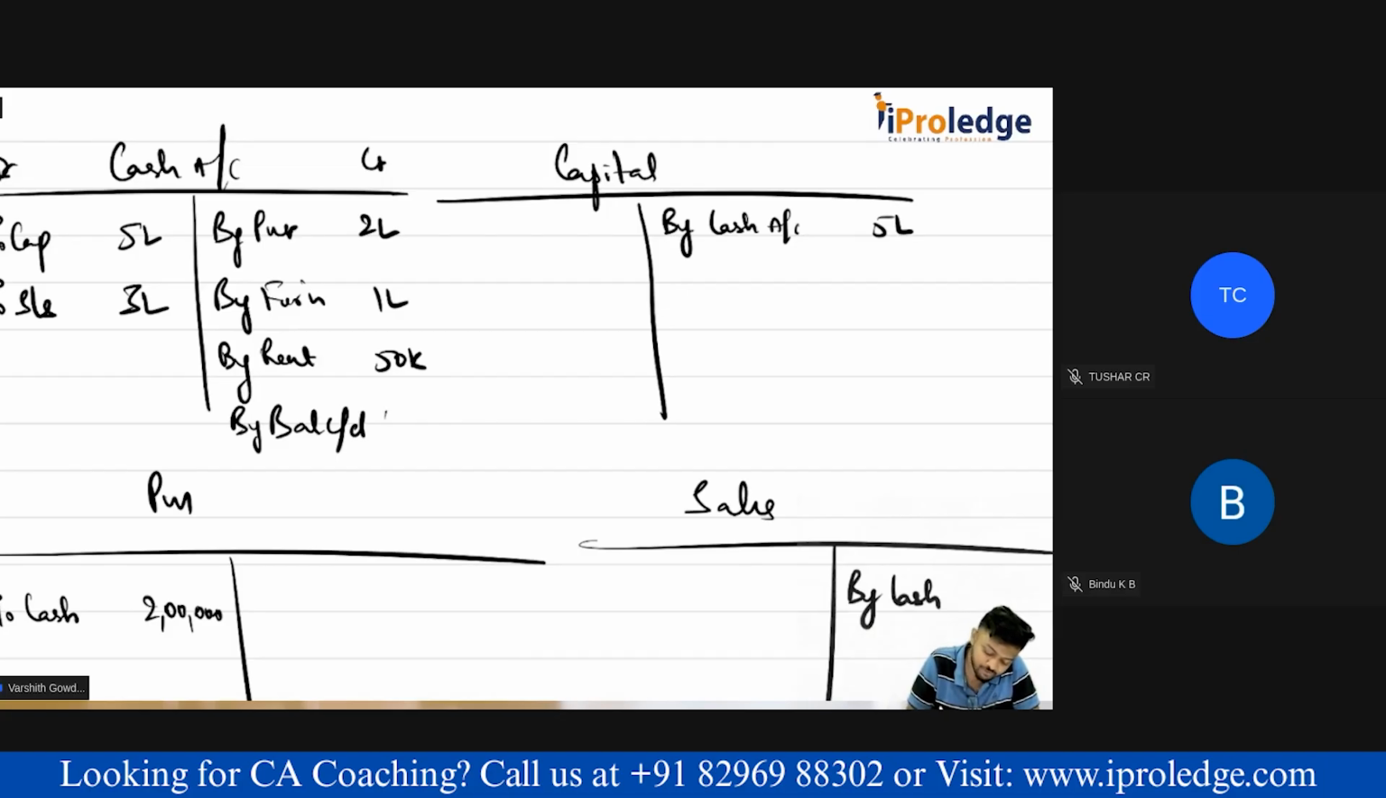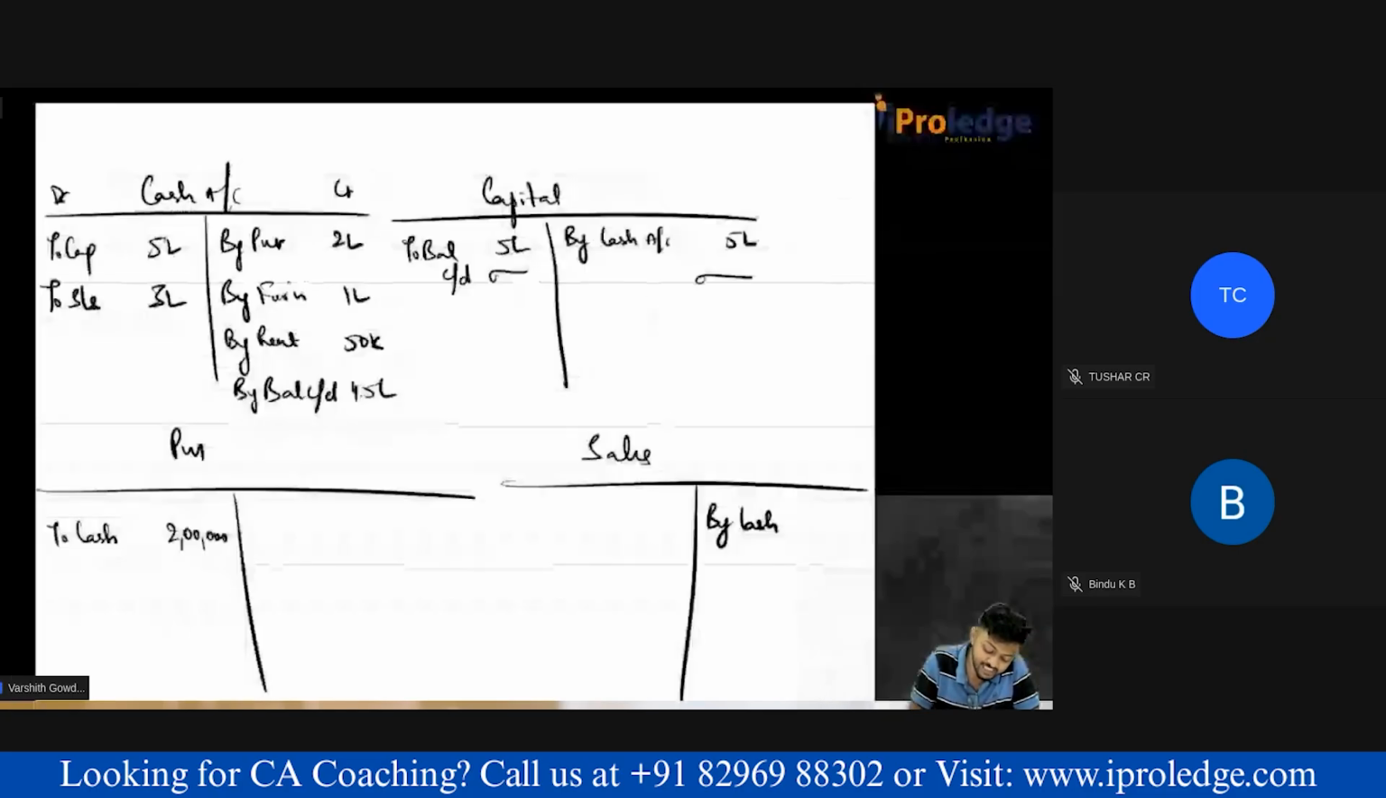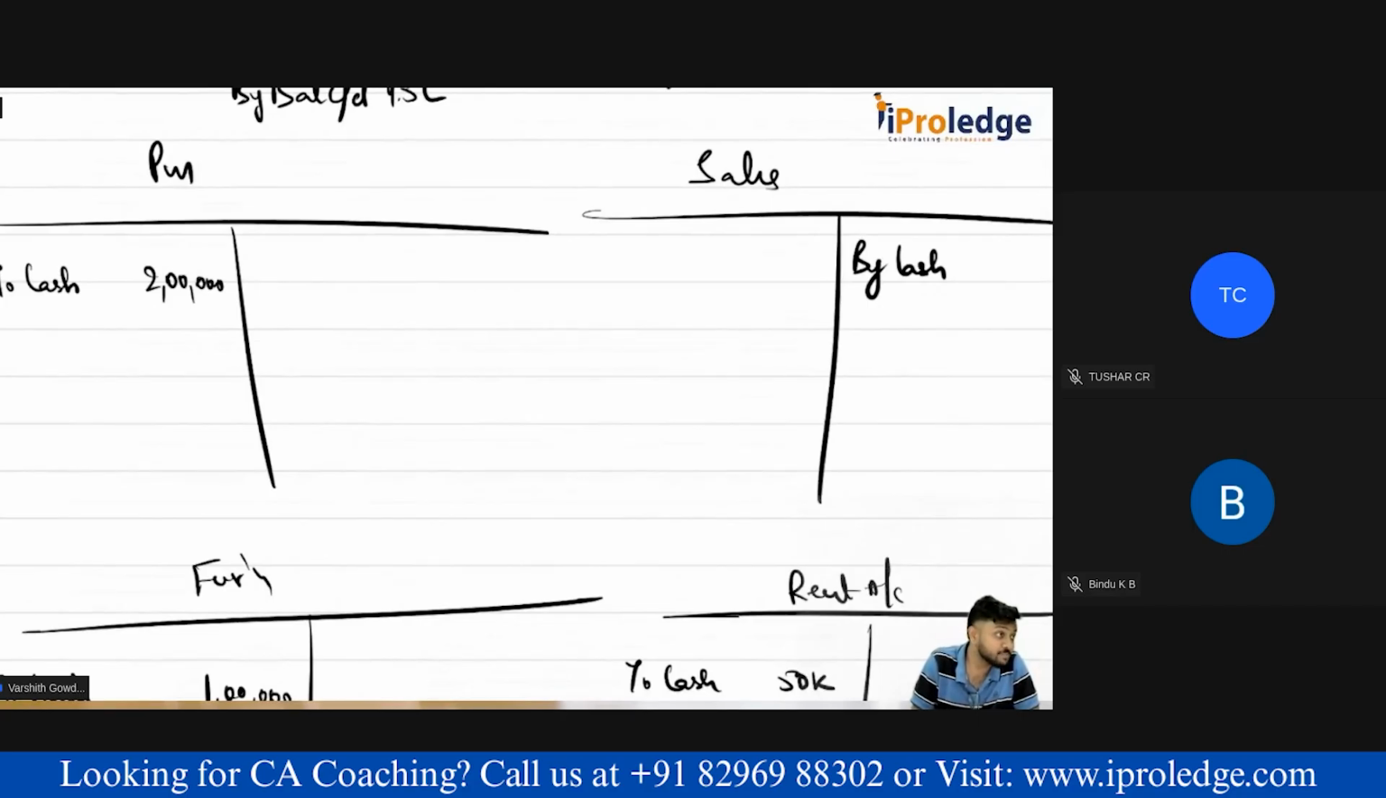So how much is it? 4. Capital is what? A balance sheet item. So you will balance it, carry it down. How much will I carry? 5. Then purchase is what? A nominal expense account. We transfer it to P&L, 2 lakh. Sales is what? To P&L it goes. Then furniture.